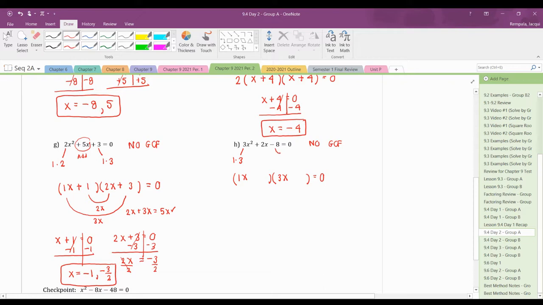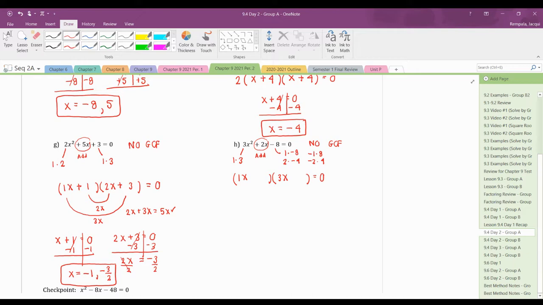Then I move on to the very last number. Now notice that it's a negative 8. So I have to have one positive and one negative. So like 1 times negative 8 would multiply to negative 8, or negative 1 times positive 8. Another option would be 2 times negative 4, or negative 2 times 4. So this time there are several more options for us to then guess. But remember, once we do our guessing, we want to check to see that it adds to that positive 2x in the middle.